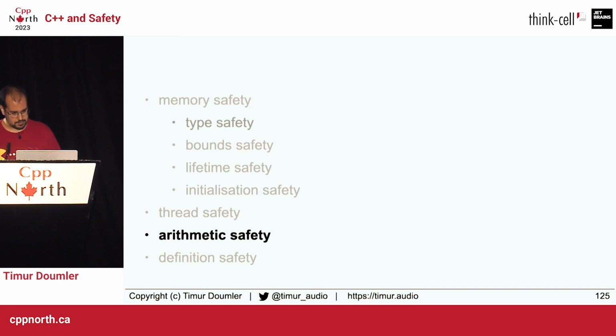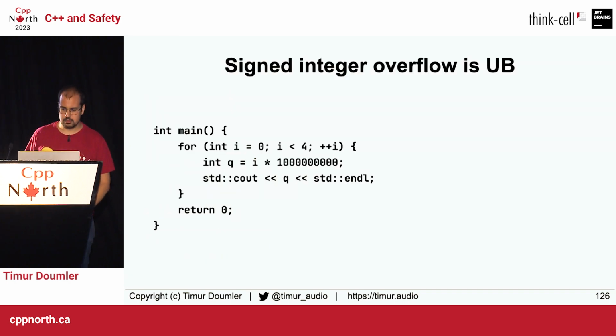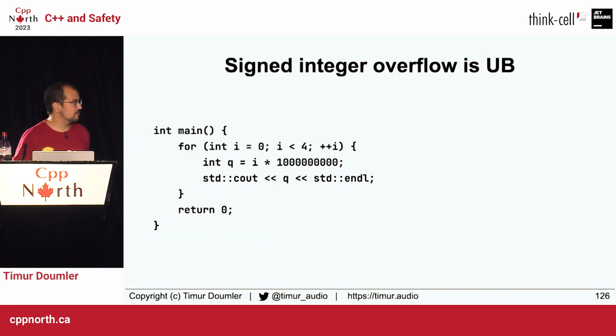Then there's arithmetic safety, right? Signed integer overflow is UB. Here's one of my favorite examples.